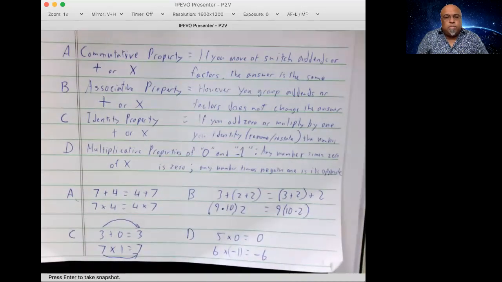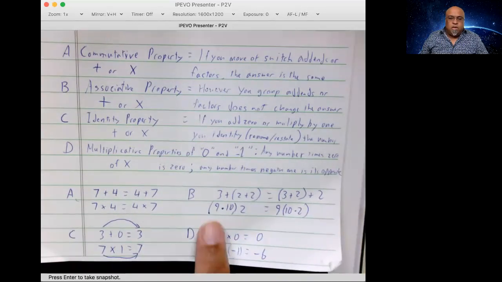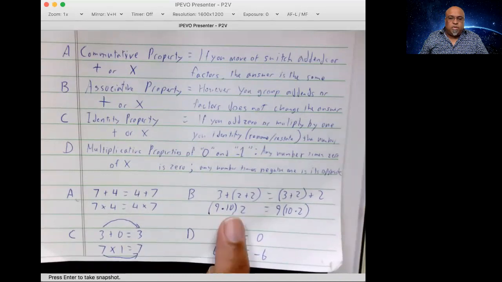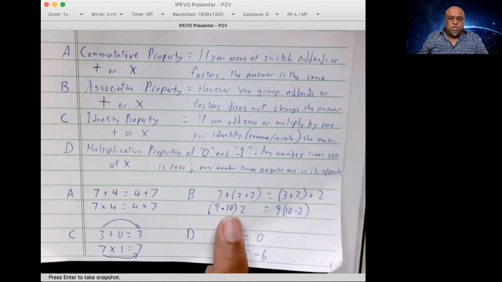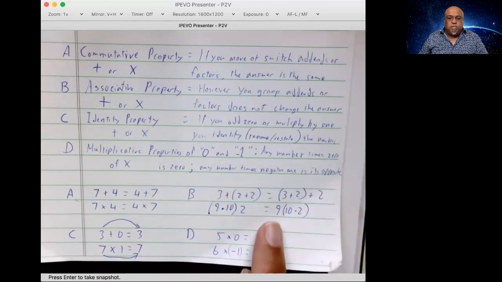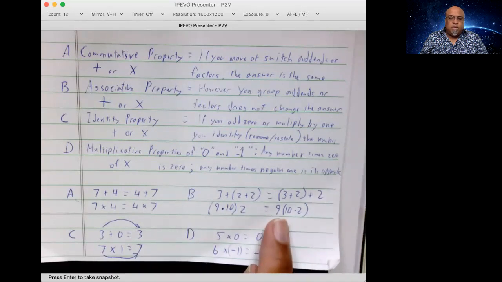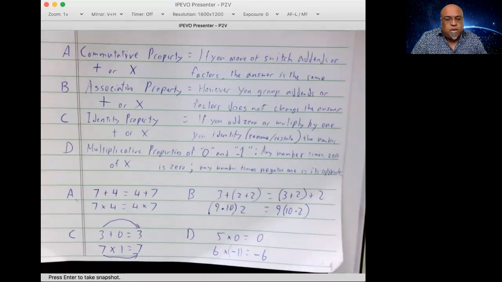Now let's try it with multiplication. 9 times 10 in parentheses times 2. 9 times 10 is 90. 90 times 2 is 180. Now I have 9 times parentheses 10 times 2. 10 times 2 is 20. 20 times 9 is 180. So see, I get the same answer even if I move my parentheses.